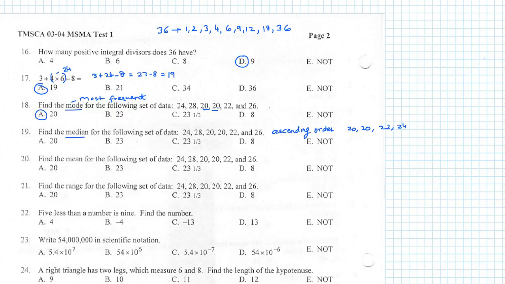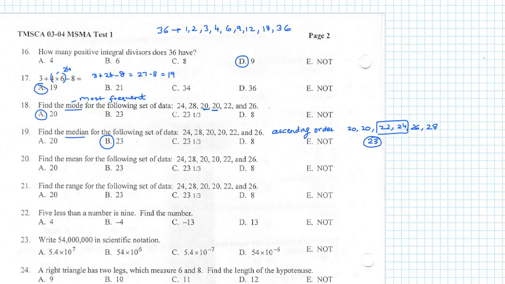24, 26 and 28. So after we do that, we need to look at the number that is in the middle. Because there are an even number of numbers over here, we need to take the average of the two middle numbers, right? So the average of 22 and 24 is 23. So we'll select B as the right answer.